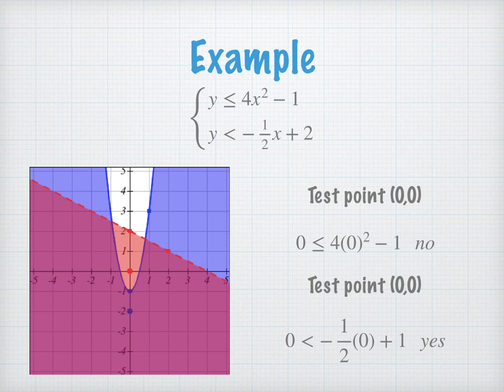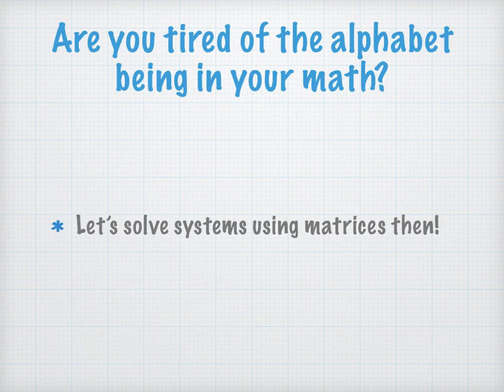All right, so we've covered systems a little bit, but there's a few other ways that we can work with systems, and I'm sure some of you are getting tired of the alphabet being in your math. So we're going to solve systems using matrices. It's actually our fourth method for solving systems that I didn't mention earlier because it involves us thinking about matrices a little bit first. So we're going to talk about matrices for just a little bit, and then we will talk about solving systems by using matrices, and then get into some story problems.